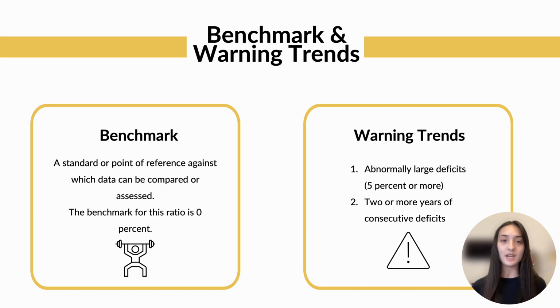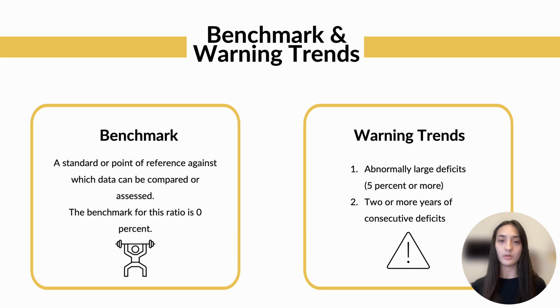Next, I'll be going into the benchmark and some warning trends for the operating surplus and deficit ratio. A benchmark is a standard or a point of reference against which data can be compared or assessed. The benchmark for the operating surplus or deficit ratio is 0%. Because the government does aim for a positive ratio or a surplus and tries to refrain as much as possible from a deficit or a negative ratio, 0% is the standard.